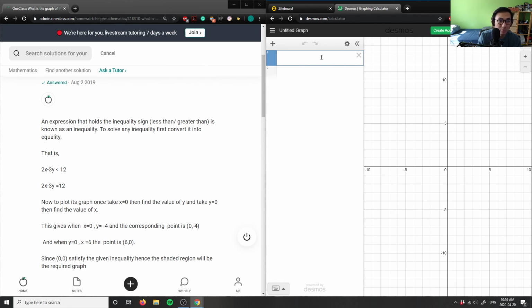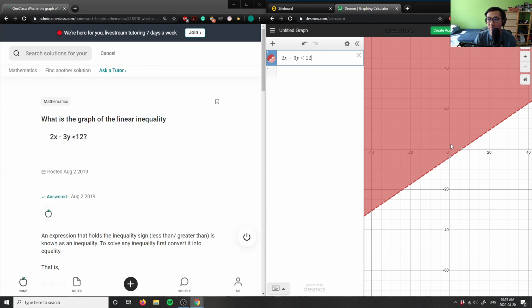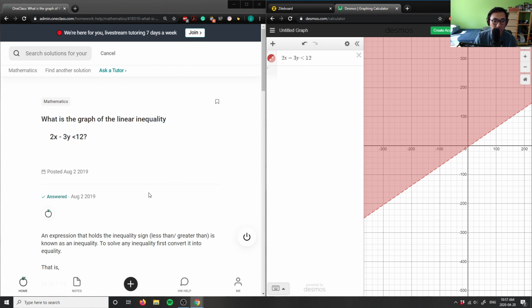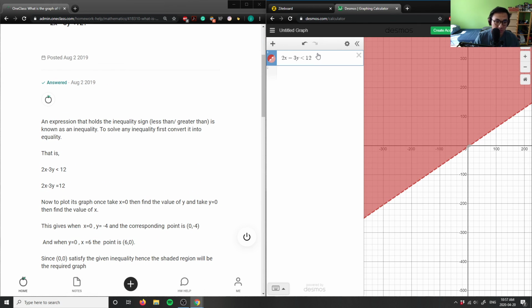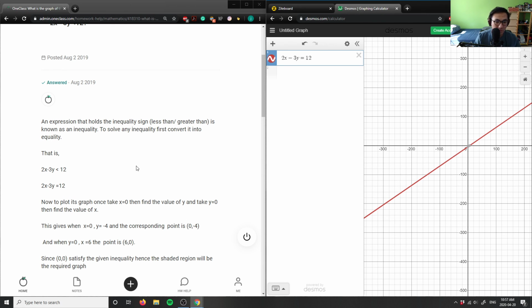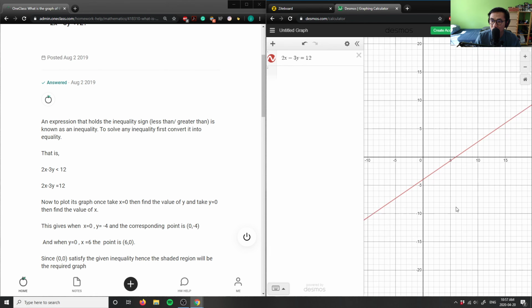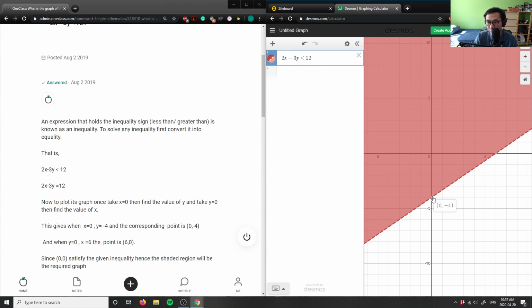I don't know if I can do less than or equal, but let me try this. This is 2x minus 3y is greater or less than 12, right? And as you can see, this is the shaded region that we were talking about before. Or let me do equals 12 here, and this here is the point. This would be my point 0, negative 4, my y-intercept, and this here is my x-intercept, 6, 0, right? So this here is my line, and it's the shaded region.